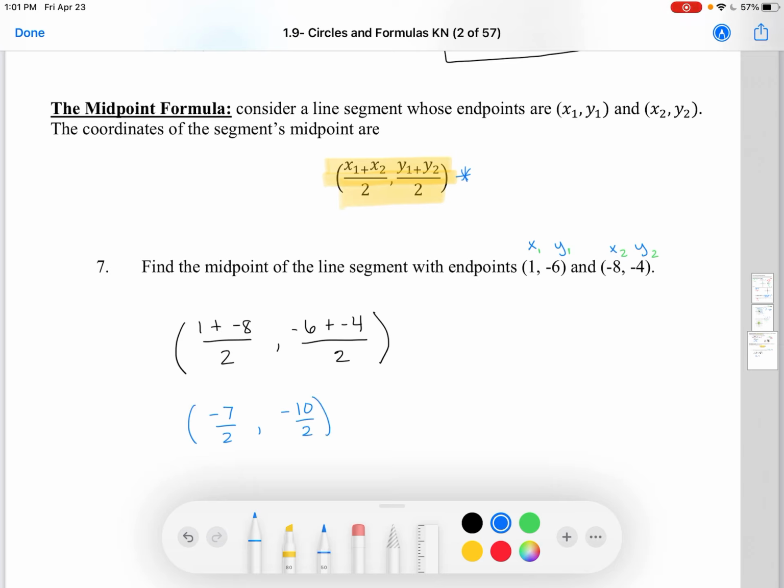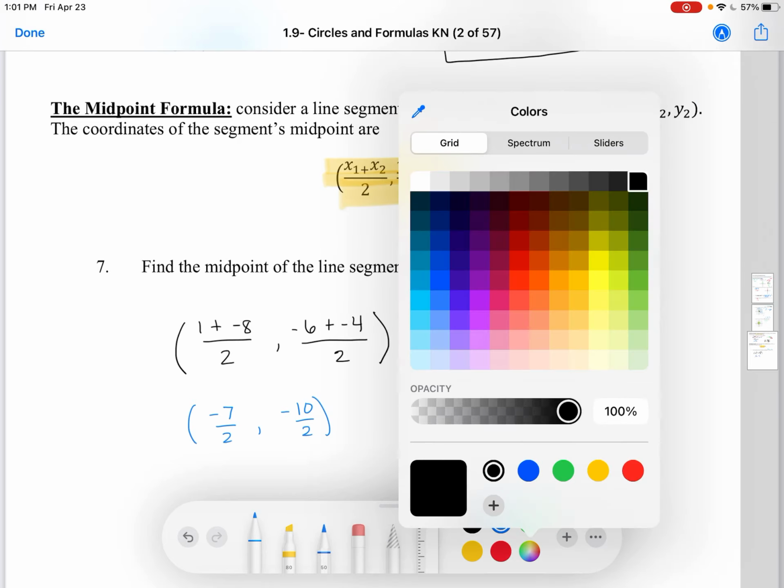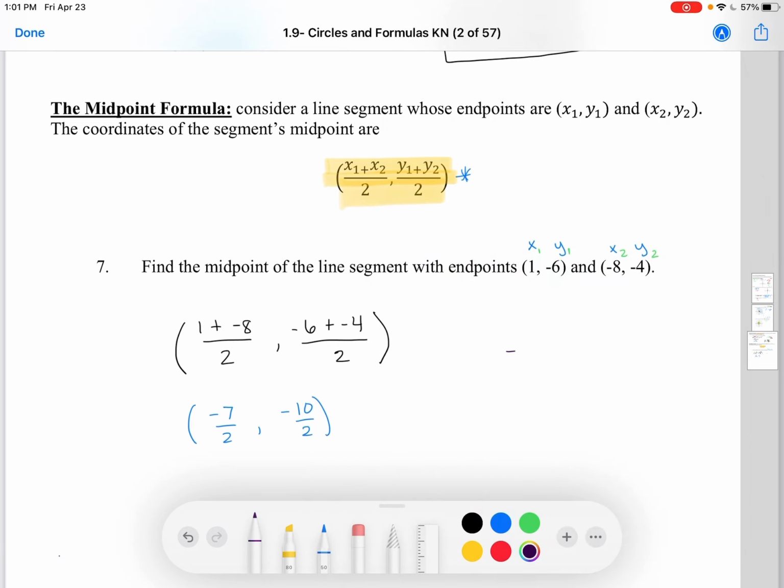I have no preference as to how you leave your answers. I don't care if you leave it as a fraction or a decimal. But if that fraction is in fact reducible, it is in your best interest to actually reduce it. So I will accept either -7 over 2, -5, or, if you don't like fractions, -3.5, -5. The decimal is probably the best option, just in case we were to have to graph any of these. It's easier to graph a decimal than it is to graph a fraction. But either will be fine.